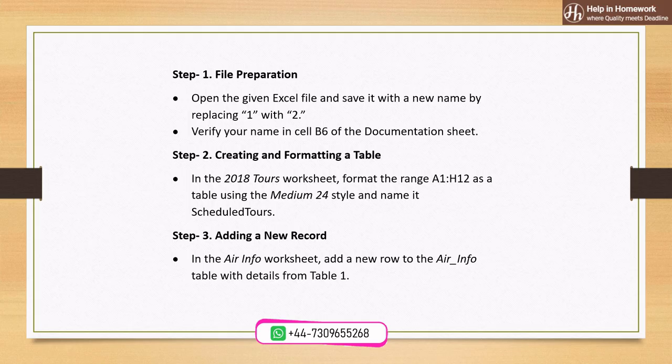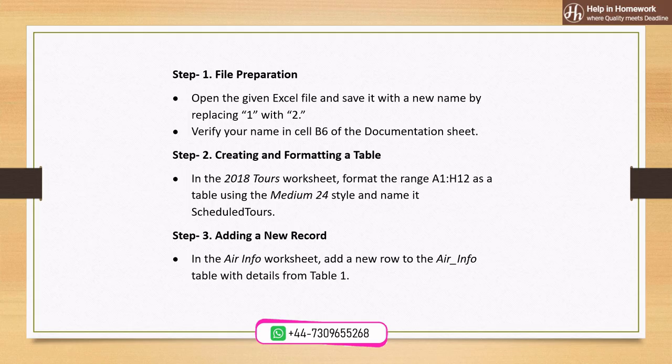Step 1. File preparation. Open the given Excel file and save it with a new name by replacing 1 with 2. Verify your name in cell B6 of the documentation sheet. Step 2. Creating and formatting a table. In the 2018 Tours worksheet, format the range A1:H12 as a table using the Medium 24 style and name it ScheduledTours.